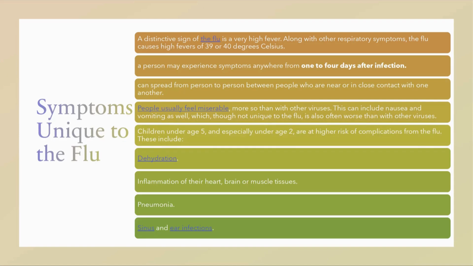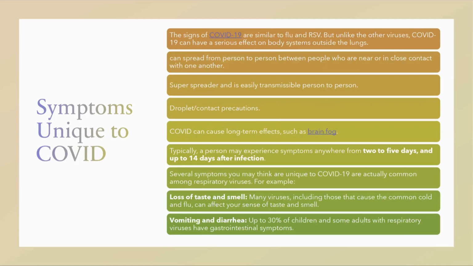You know when someone's feeling miserable, with severe body aches, severe fever, and in some cases even vomiting, it tends to be the flu. Children under the age of 5 and especially under age 2 are at a high risk of complications from the flu. These may include dehydration, inflammation of the heart, brain or muscle tissue, pneumonia, sinusitis, and even ear infections as well. Next page.